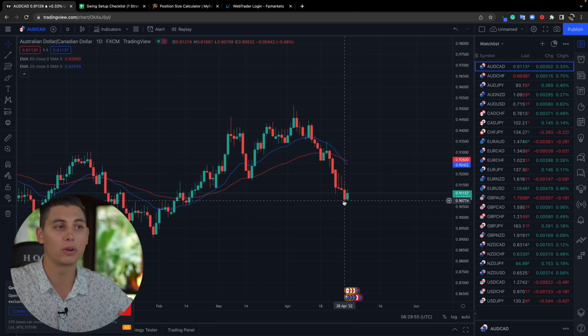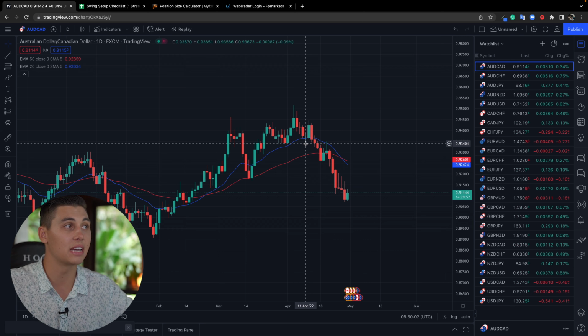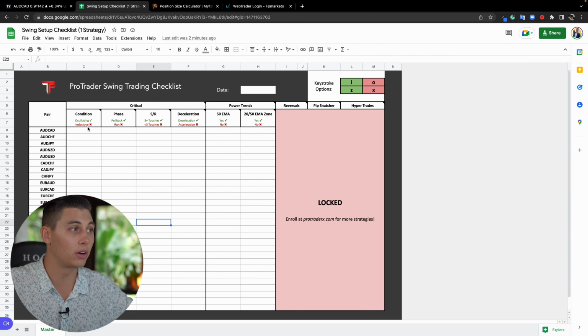So would we take a down position here? No, because we want to sell at the top and buy at the bottom, right? We're already through the run. Which phase are we in is the next criteria. So we've got condition. Is it oscillating? Yes, I'd say it is. It's not choppy. It's not random. So it's looking pretty clean. We identified the highs and the lows.